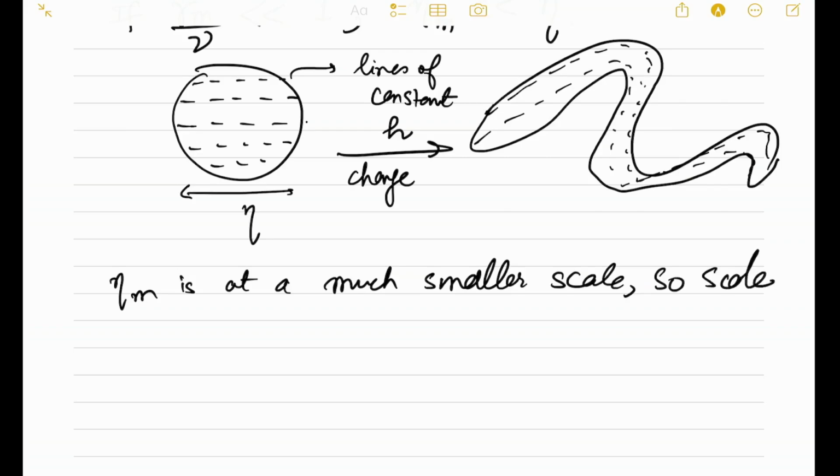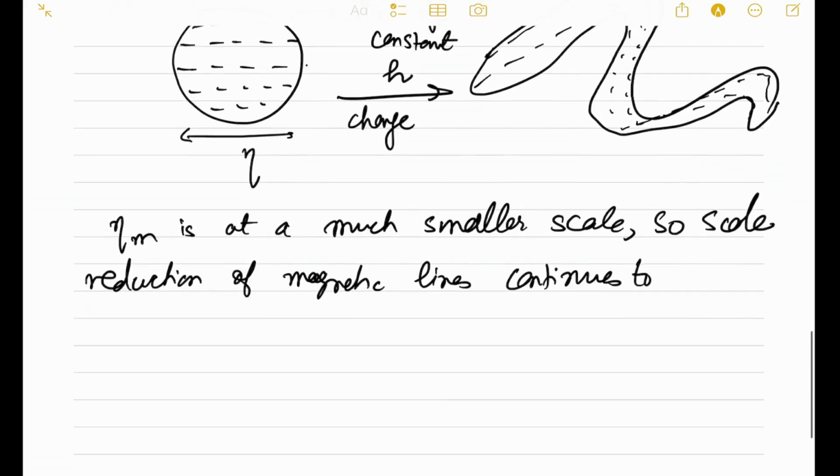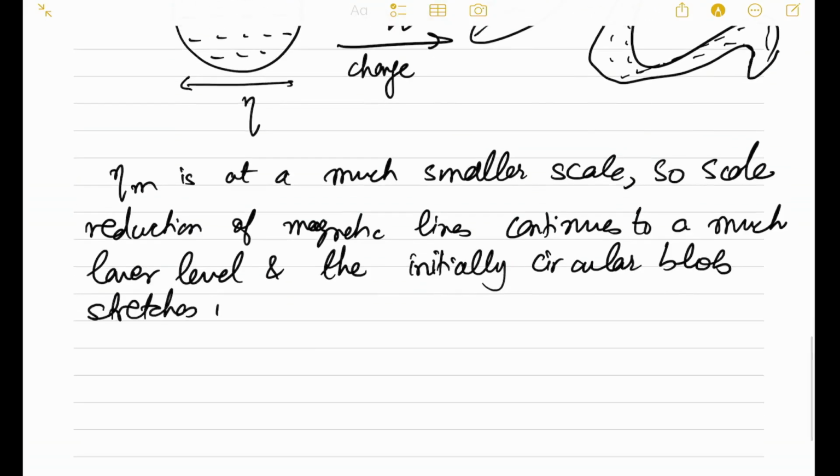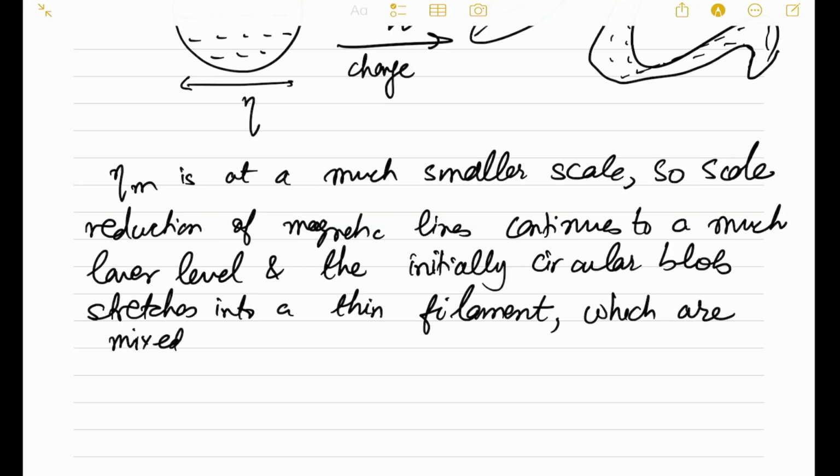So the scale reduction of the magnetic lines continues to a much lower level, and the initially circular blob stretches into a thin filament, which is then mixed by Sij prime.